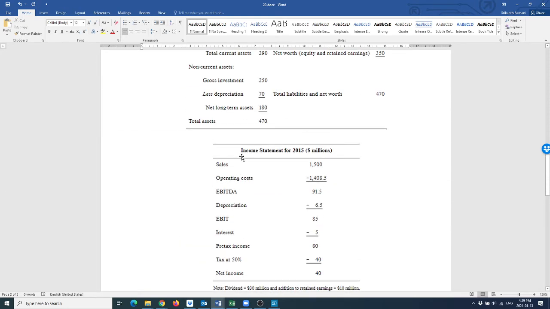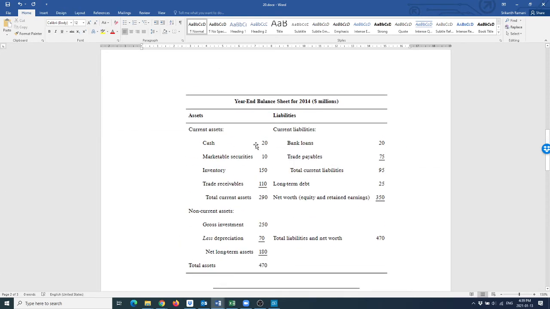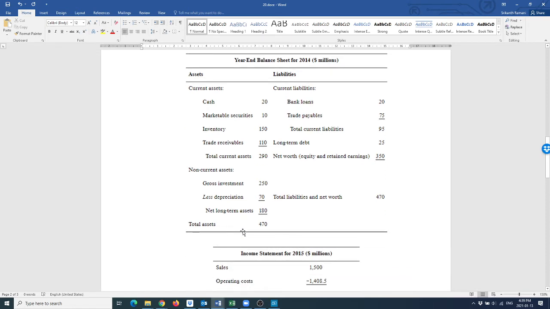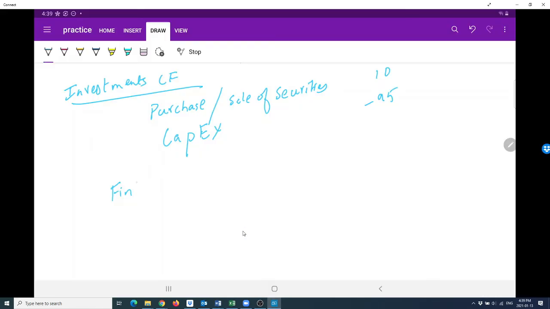Okay, so we checked off everything from your balance sheet. You checked off marketable securities, inventory, trade receivables, payables, and investments in some sense. Now comes the last part, which is your financing cash flow.